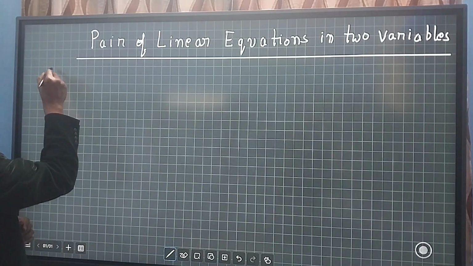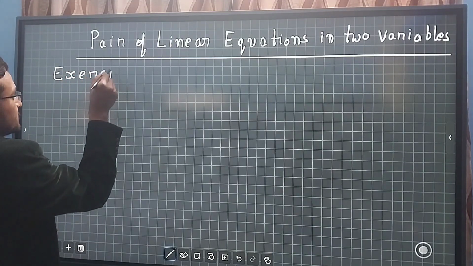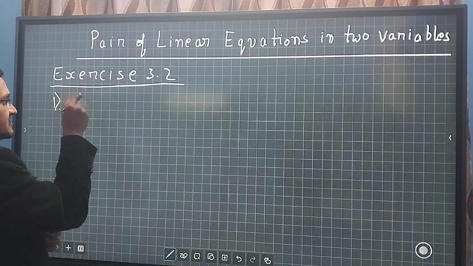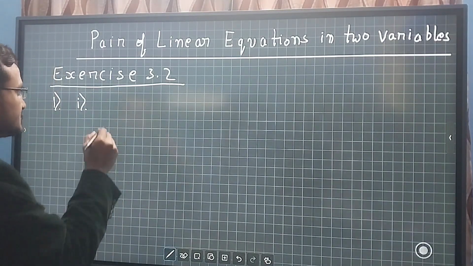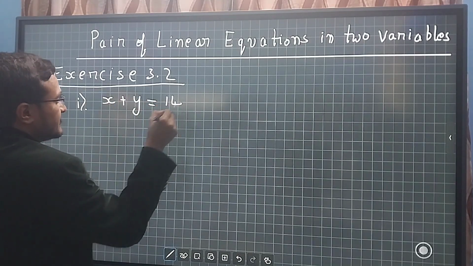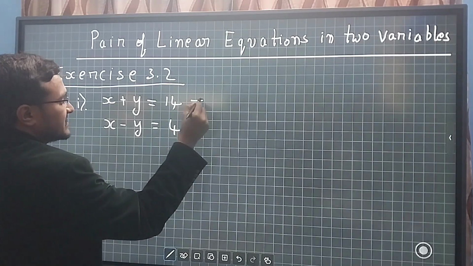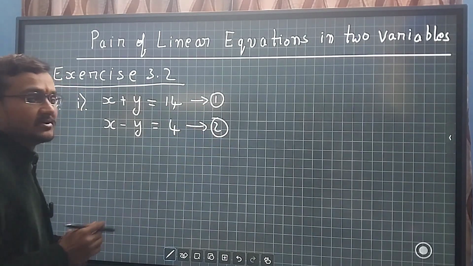So the next exercise which we will be solving here is exercise 3.2. So in exercise 3.2, we'll move into the first question. In the first question, you have one pair of equations, that is x plus y is equal to 14 and x minus y is equal to 4. So this you can call as equation 1 and this you can call as equation 2.